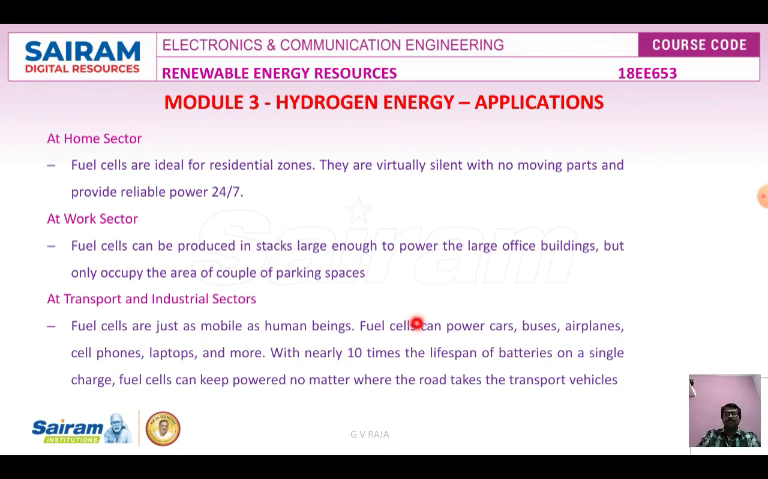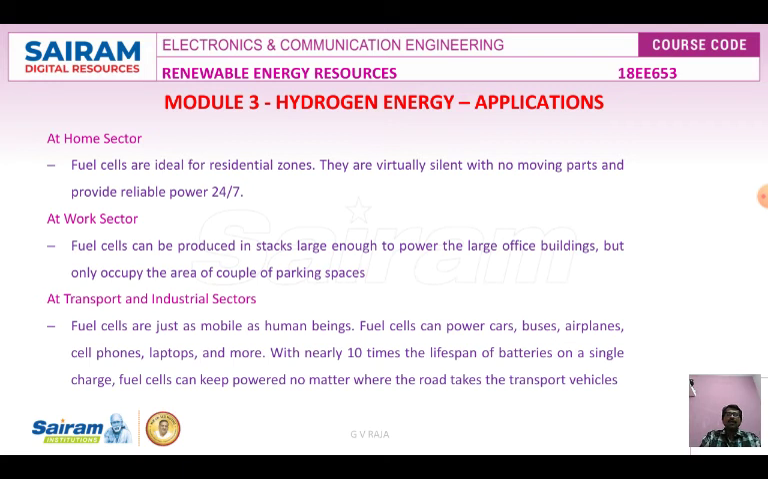The third application is transport and industrial applications. Fuel cells are mobile. Fuel cells can power cars, buses, airplanes, cell phones, laptops and other electronic applications. Compared to the normal battery, it is 10 times greater for a single charge. If you charge a vehicle one time, the vehicle can go up to 450 kilometers.